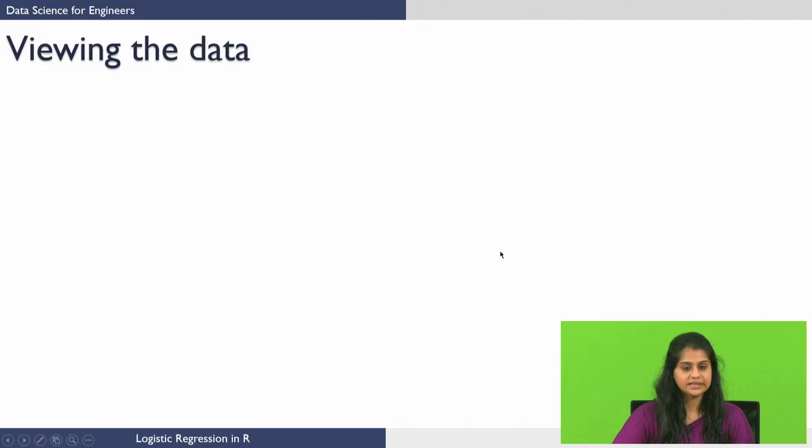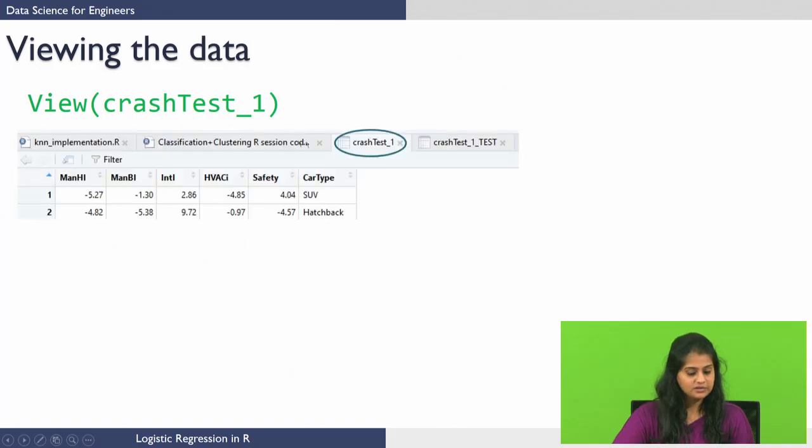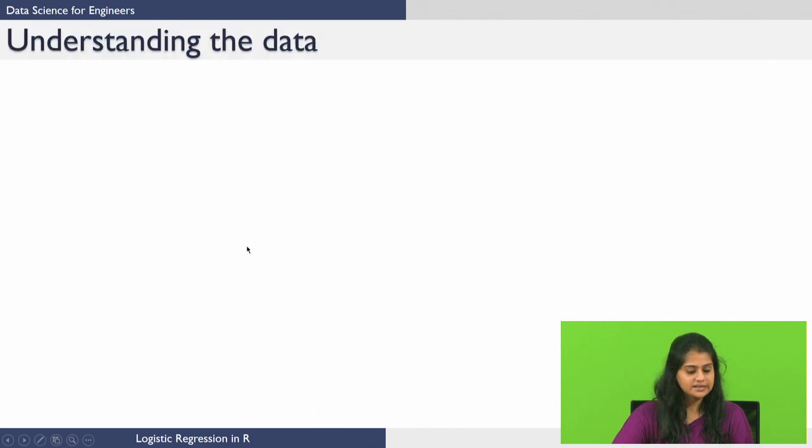Now let us view the data. So I am going to use the view command followed by the name of my data frame. So this is how it appears. Once you run the command, a separate tab will appear with all the variables and the values.